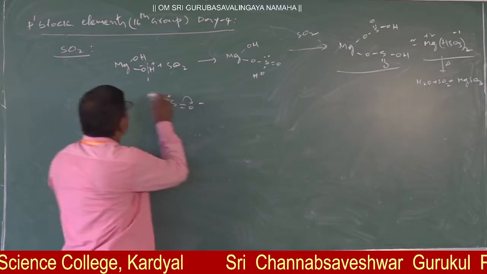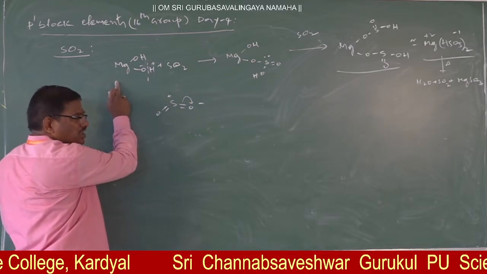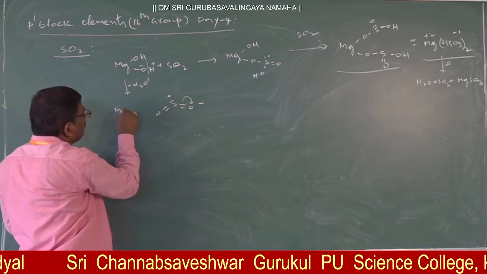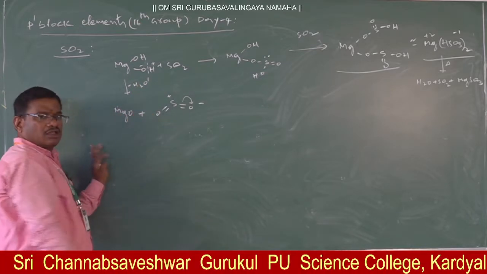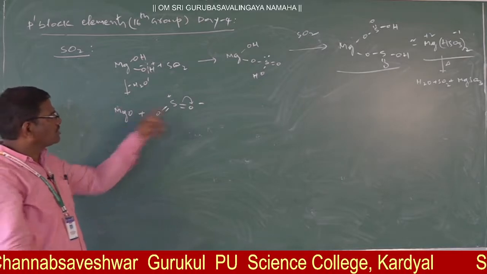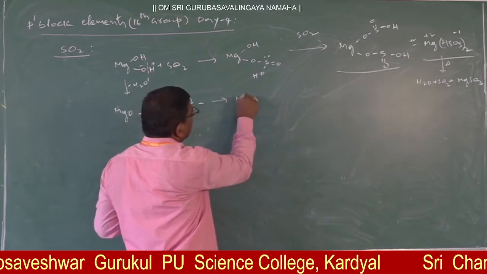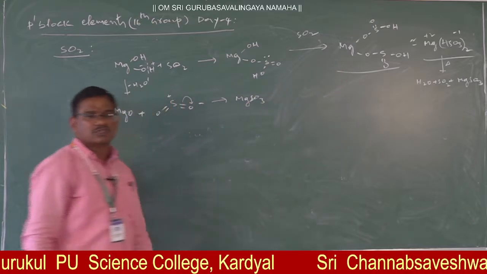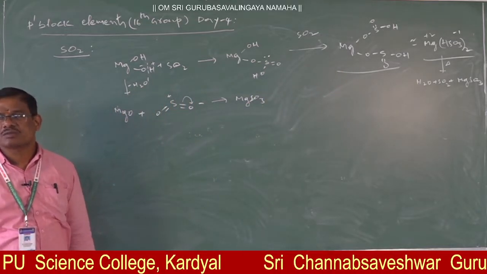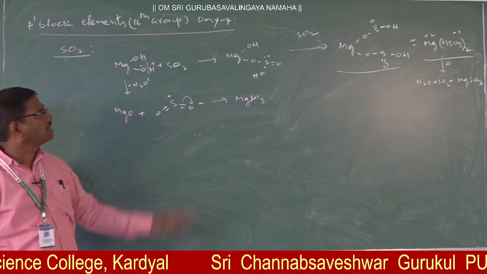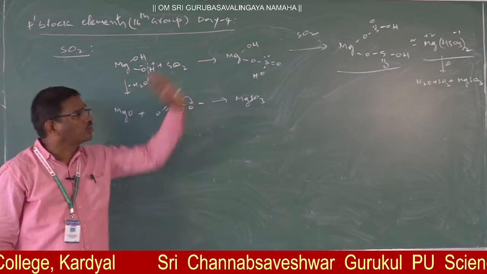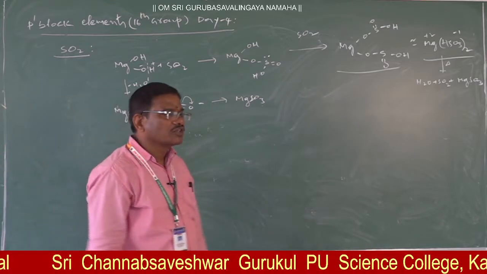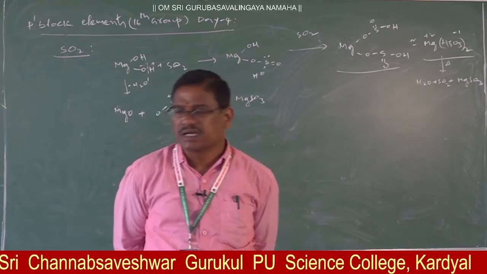Or else simply, see, MgOH taken twice. This MgOH taken twice on losing water, what is it going to yield? Magnesium oxide. That magnesium oxide with sulfur dioxide gets converted into MgSO3, the final product we got. Like this, with magnesium hydroxide, calcium hydroxide, sulfur dioxide will react to give the respective salts. Clear na? One more, it acts as the reducing agent.